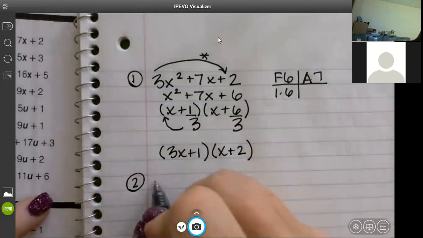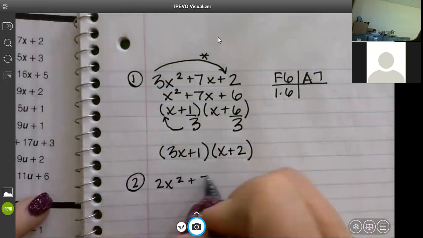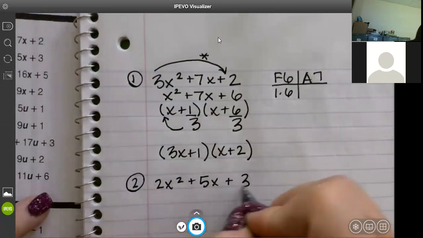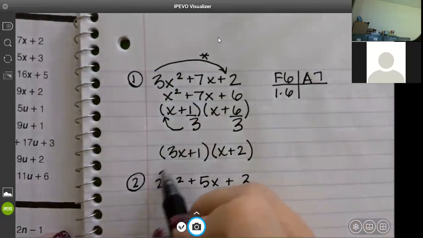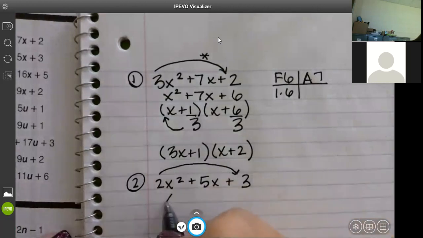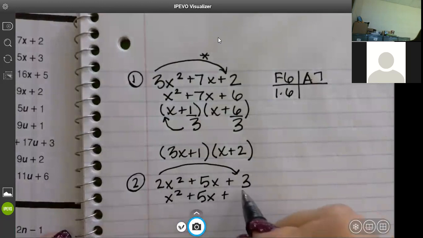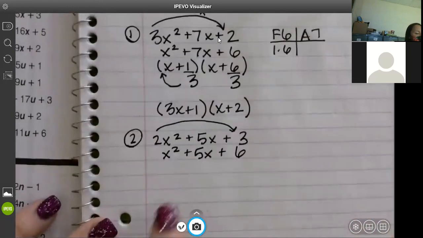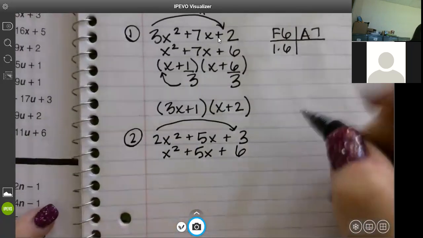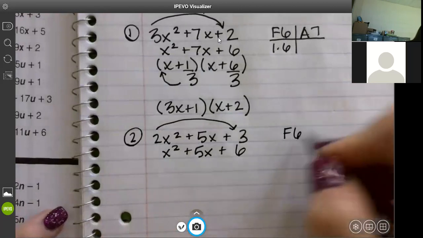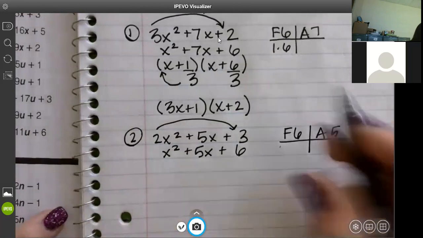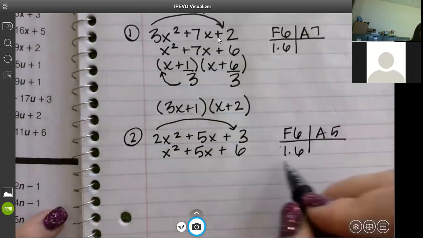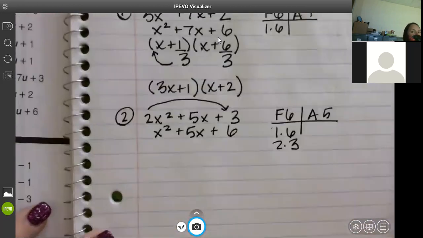On number 2, you have 2x squared plus 5x plus 3. We're going to slide the 2. That leaves us with x squared plus 5x, and 2 times 3 is 6. Be careful on one like this. These are the ones that are typically messed up. I need factors of the last, factors of 6 that add to 5. Your factors of 6 are 1 and 6 and 2 and 3.